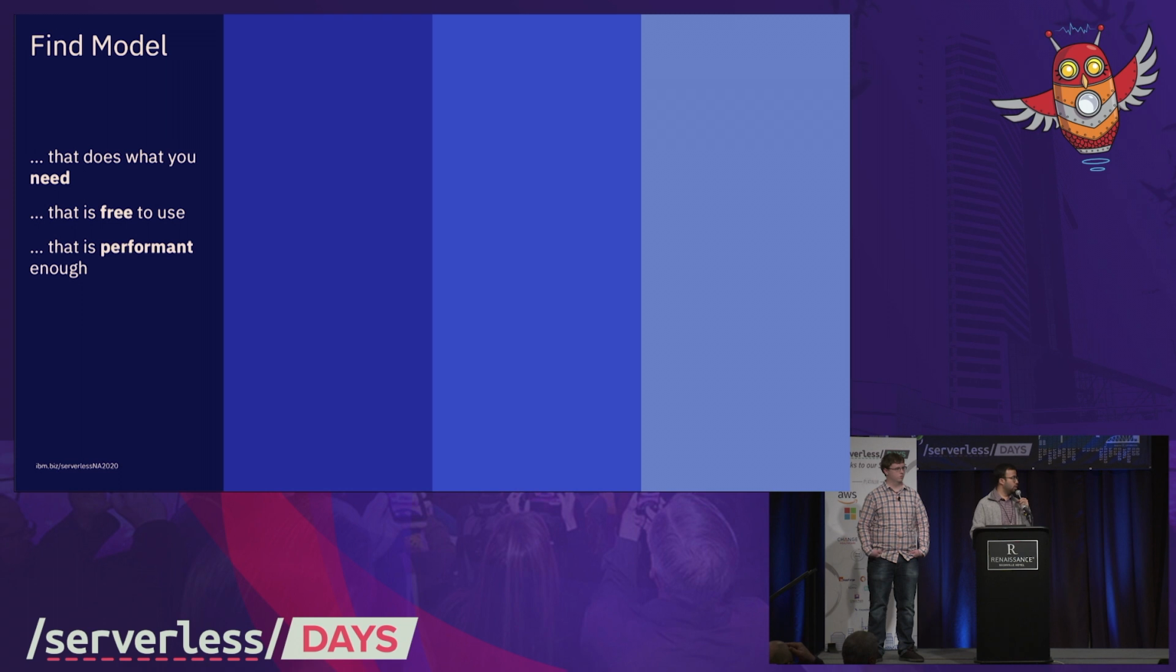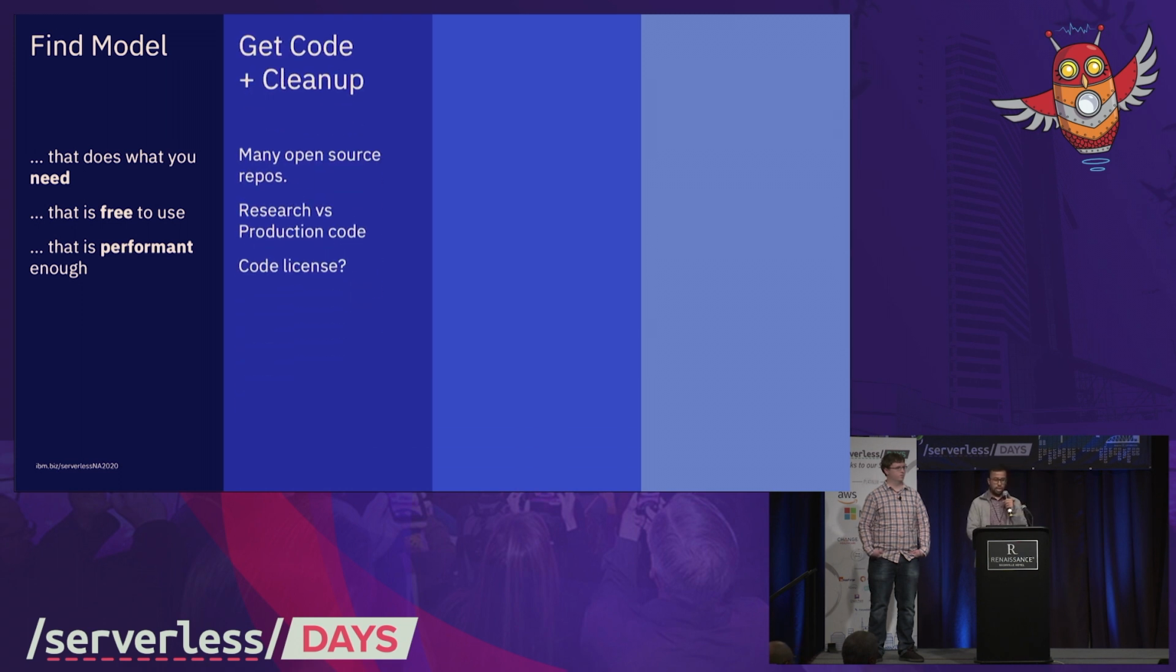So that does actually your task at hand, right? The next step is you get the code, clean up. So a good thing about research in this field these days is that a lot of authors are kind enough to open source the code that goes along with the models. But there's still a big difference between research code and production code, right? So there's a step that is crucial there.